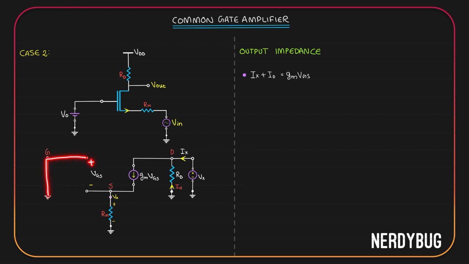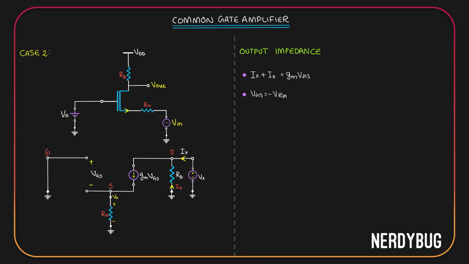We have positive to negative of VGS and positive to negative of potential across Rin. According to the law, their sum should be equal to 0. VGS plus Vrin should be equal to 0, or VGS should be equal to negative of Vrin. Now, current flowing through Rin is GmVGS. So the potential across it is GmVGS multiplied by Rin.